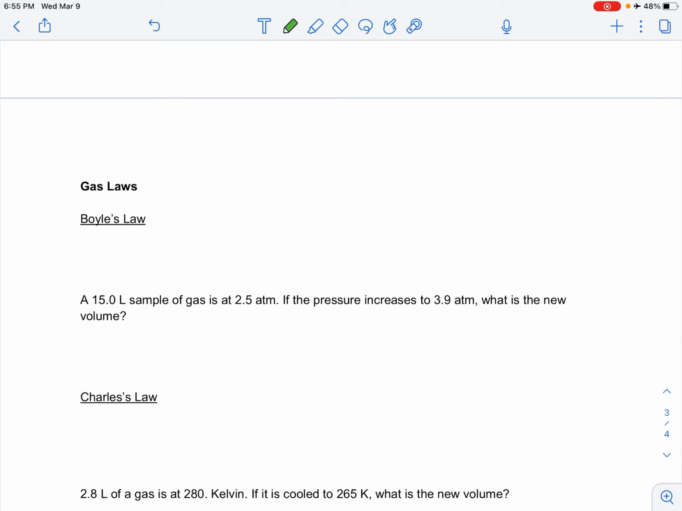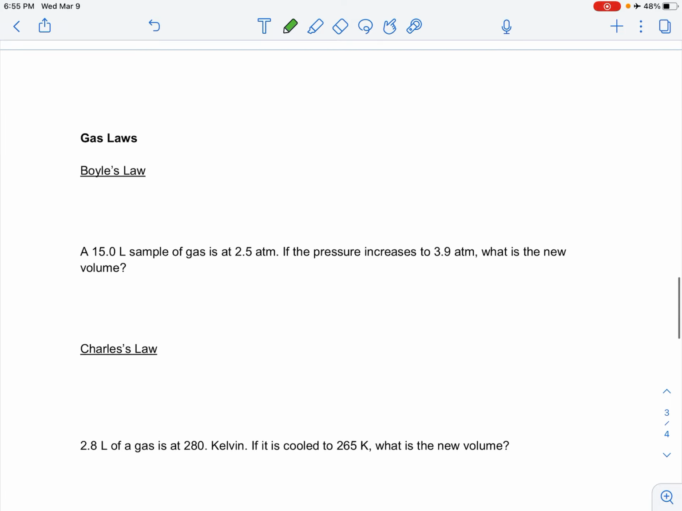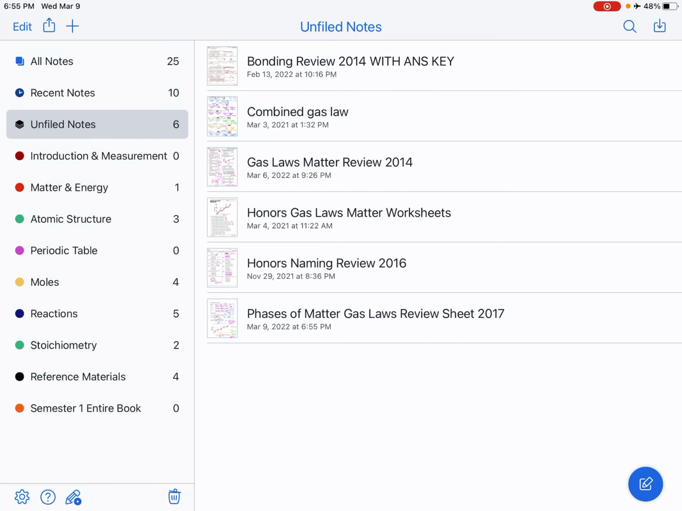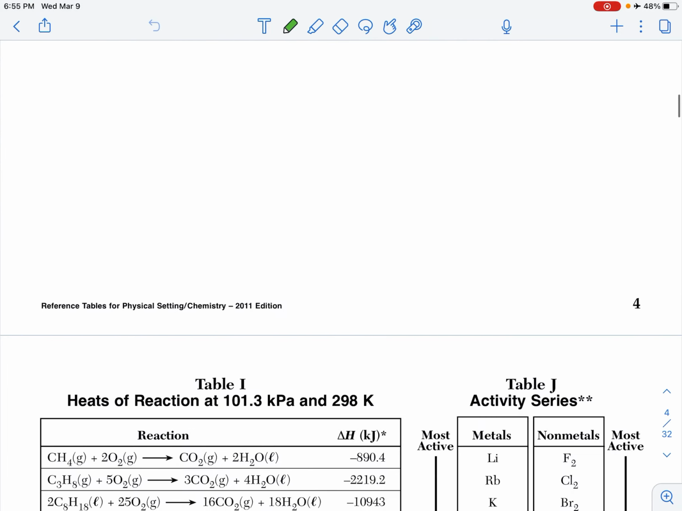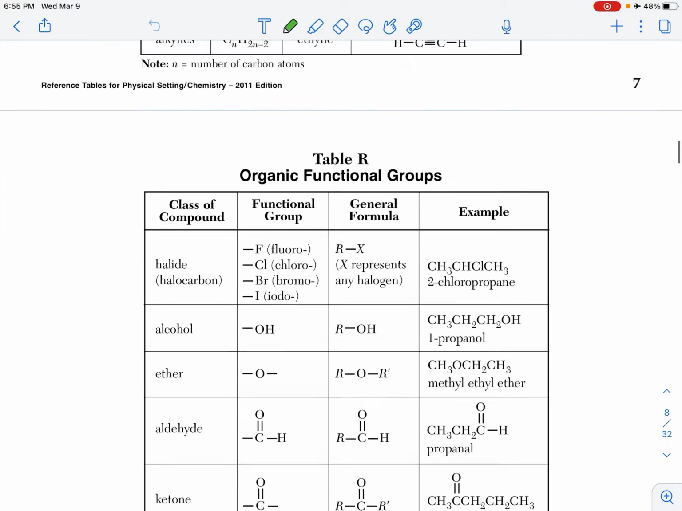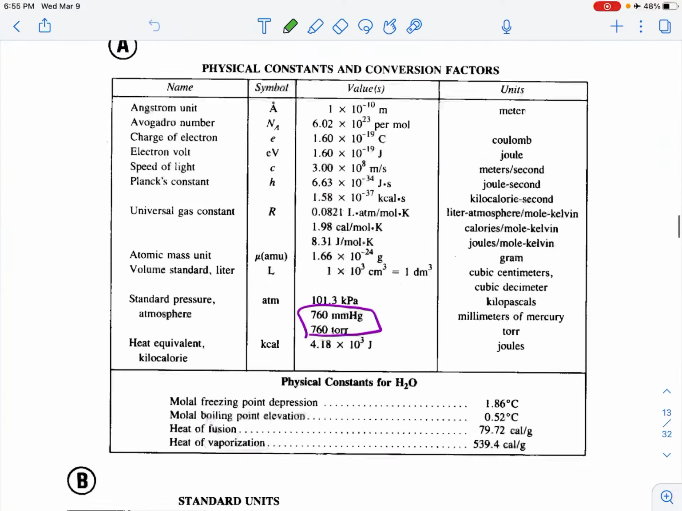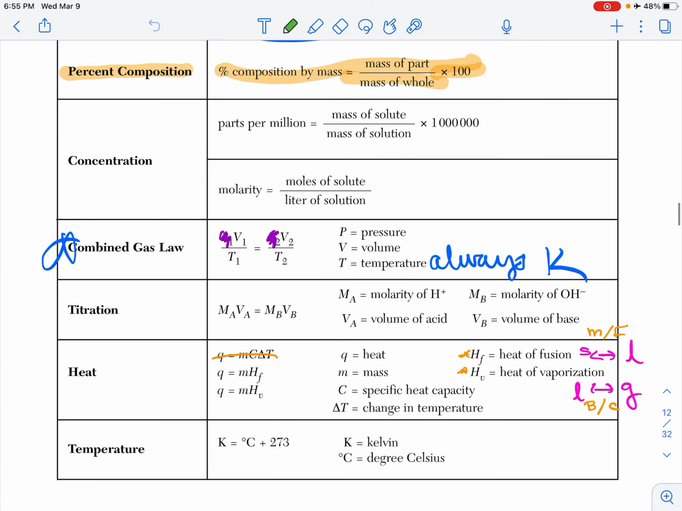First of all, specifically knowing who Boyle's and Charles' law is not super important. What you do need to know is that on the reference table, on Table T, there is the combined gas law. Combined gas law, it's right here. P1 V1 over T1 equals P2 V2 over T2. P is pressure, V is volume, T is temperature. 1 means original conditions.